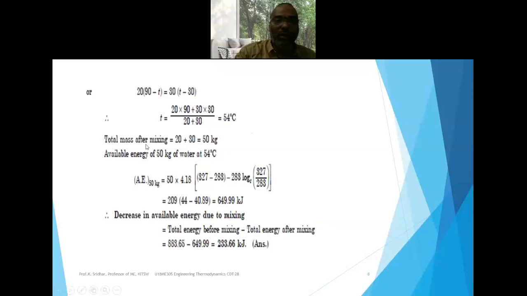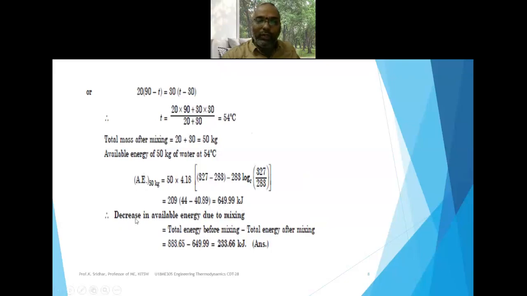Similarly, the total mass after mixing is 20 initially, 30 later, so 20 plus 30 is equivalent to 50 kgs. Now, by using the same formula, you can find out the available energy of the total mass, that is 50 kgs, at a temperature of 54 degrees centigrade. So here we have the total available energy after mixing equivalent to 649.99 kilojoules.